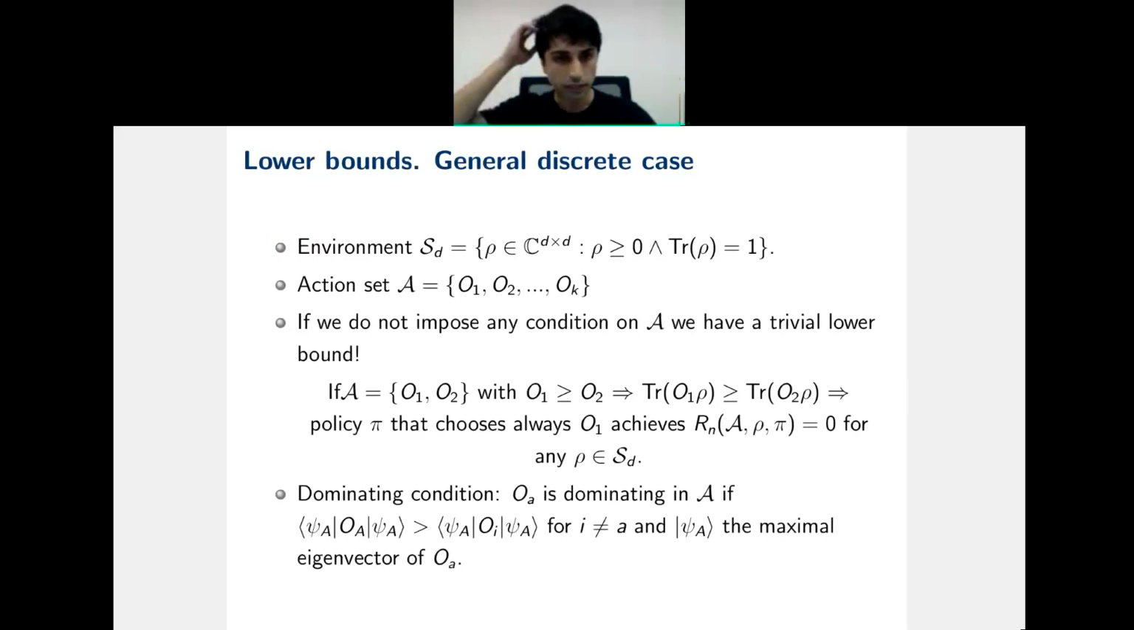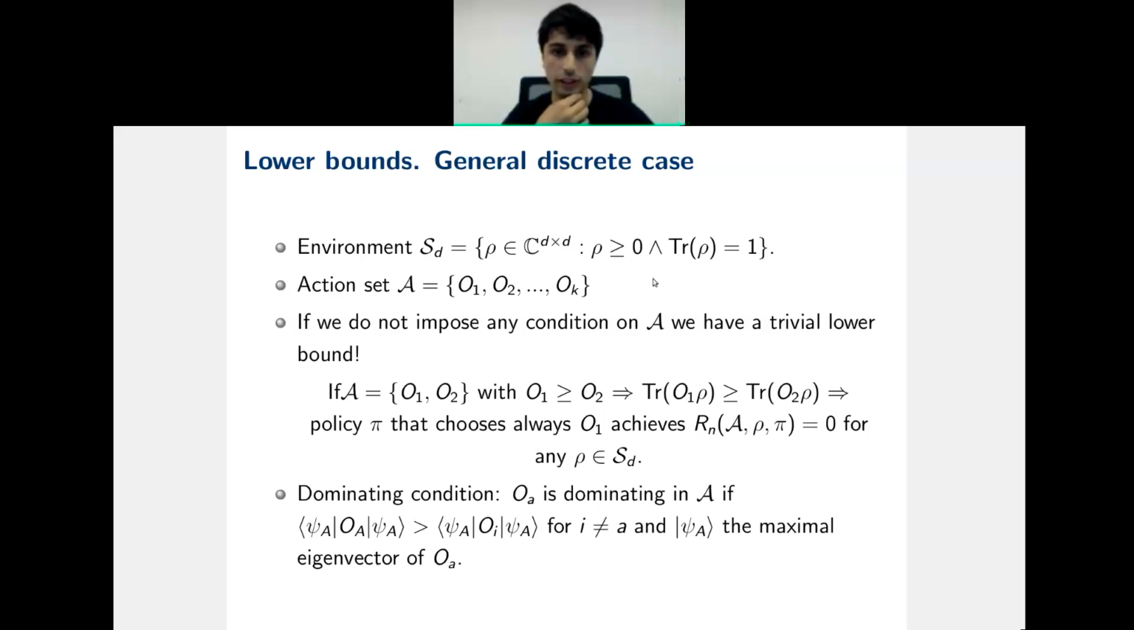Yeah, so I started describing the general case where the environment, the set of unknown quantum states, is any quantum state. So it's just the set of mixed states for a given dimension D. And for the action set, we consider a finite set of observables, from observable 1 to observable k.